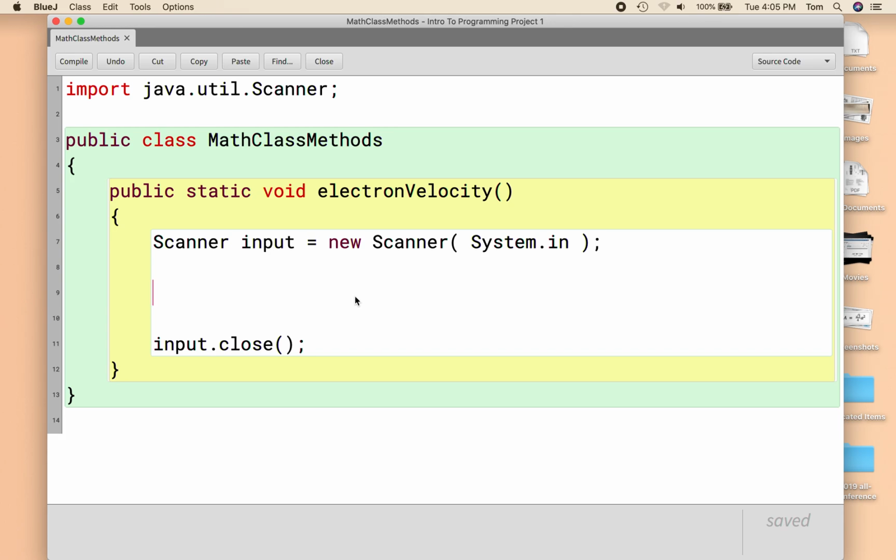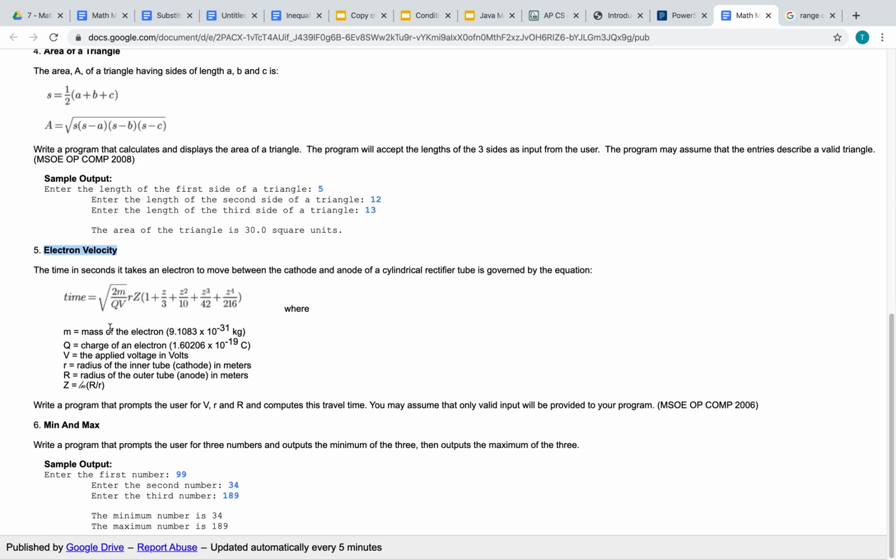Okay, so let's go ahead and take a look at what we have over here. So this is that we're trying to find the time in seconds that it takes an electron to move between the cathode and anode of a cylindrical rectifier tube, which is governed by this equation. So time equals all this stuff.